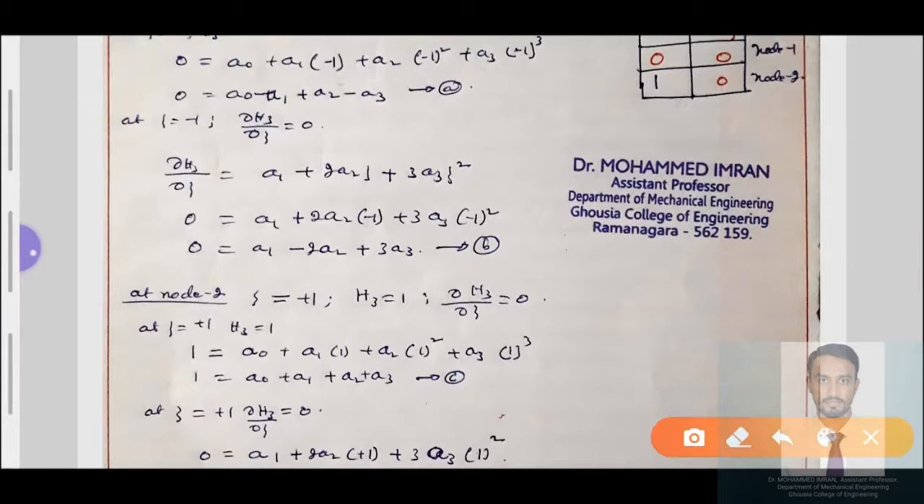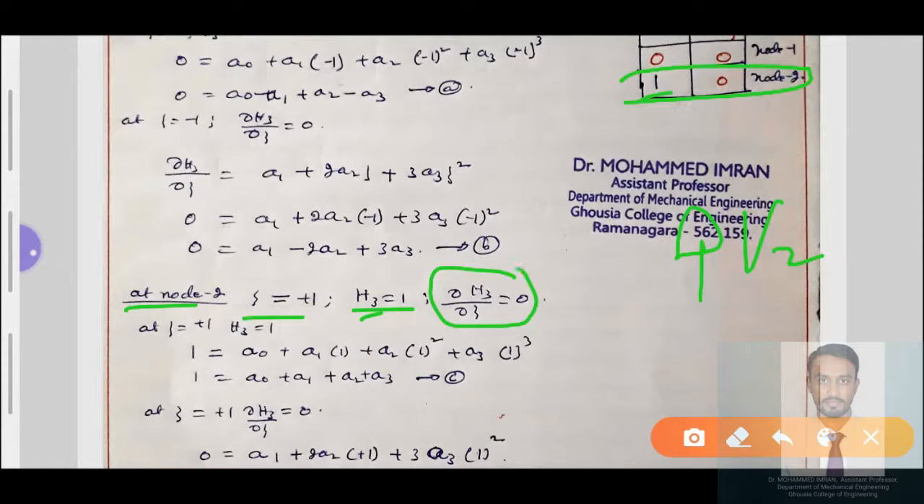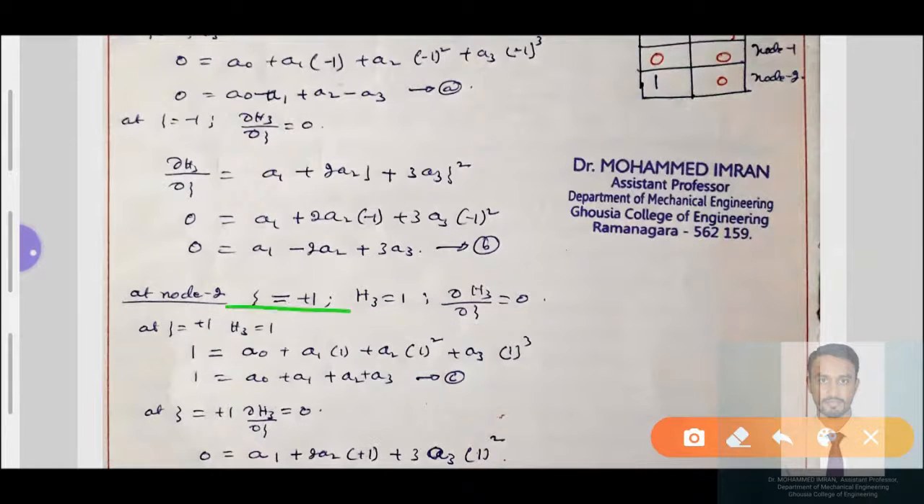Now at node number 2, what is the boundary condition? At node number 2, zeta is equal to plus 1, h3 is equal to 1, which will depend upon v2. Similarly, we have dou h3 divided by dou zeta equals 0. The first condition I will take at node number 2: at zeta equals plus 1, h3 equals 1. So 1 equals a0 plus a1 zeta becomes a1 into 1, a2 zeta square becomes a2 into 1. Why? Zeta is equal to 1. a3 zeta cube becomes a3 into 1 cube. We have 1 equals a0 plus a1 plus a2 plus a3.